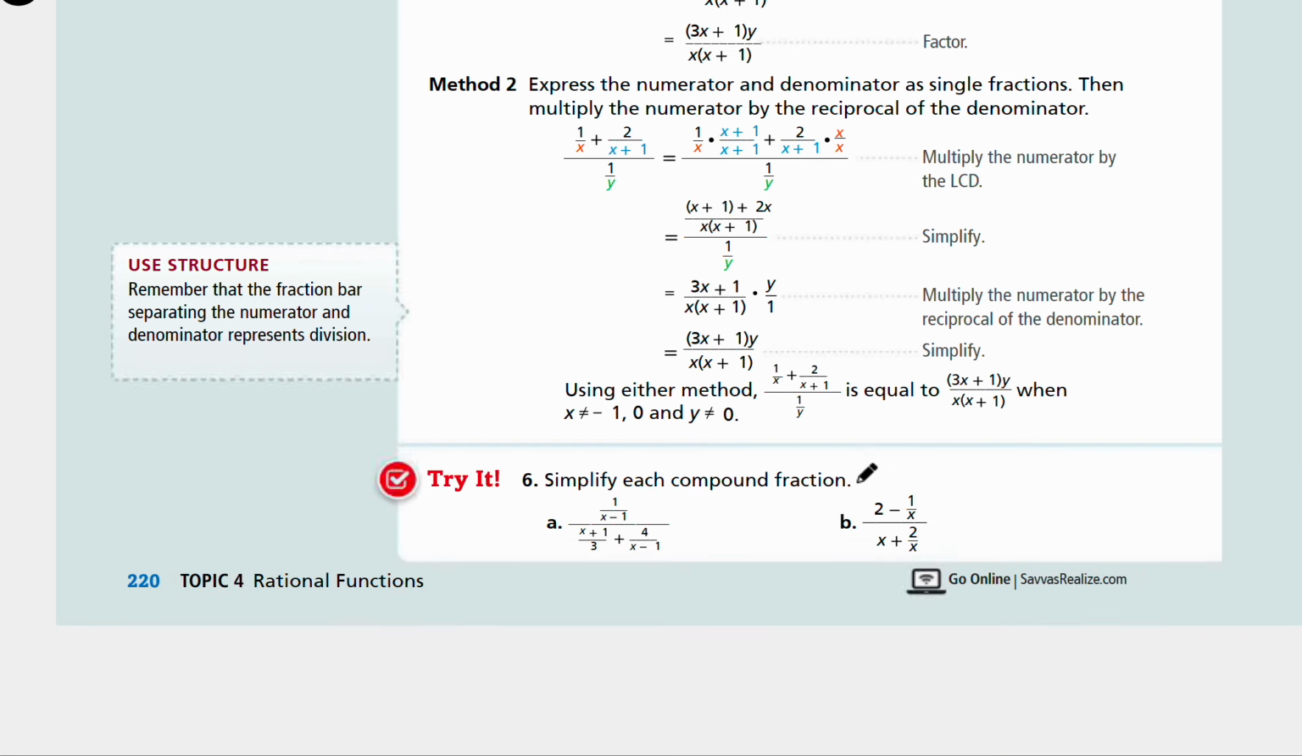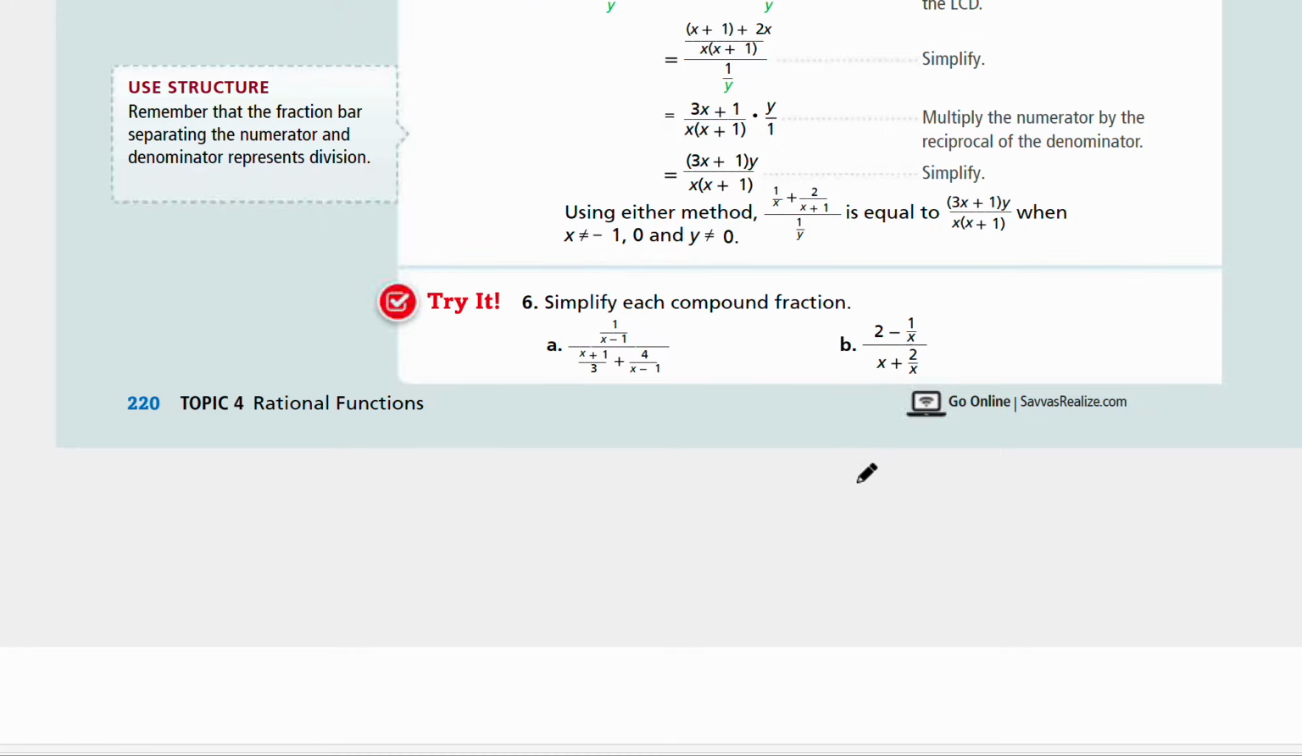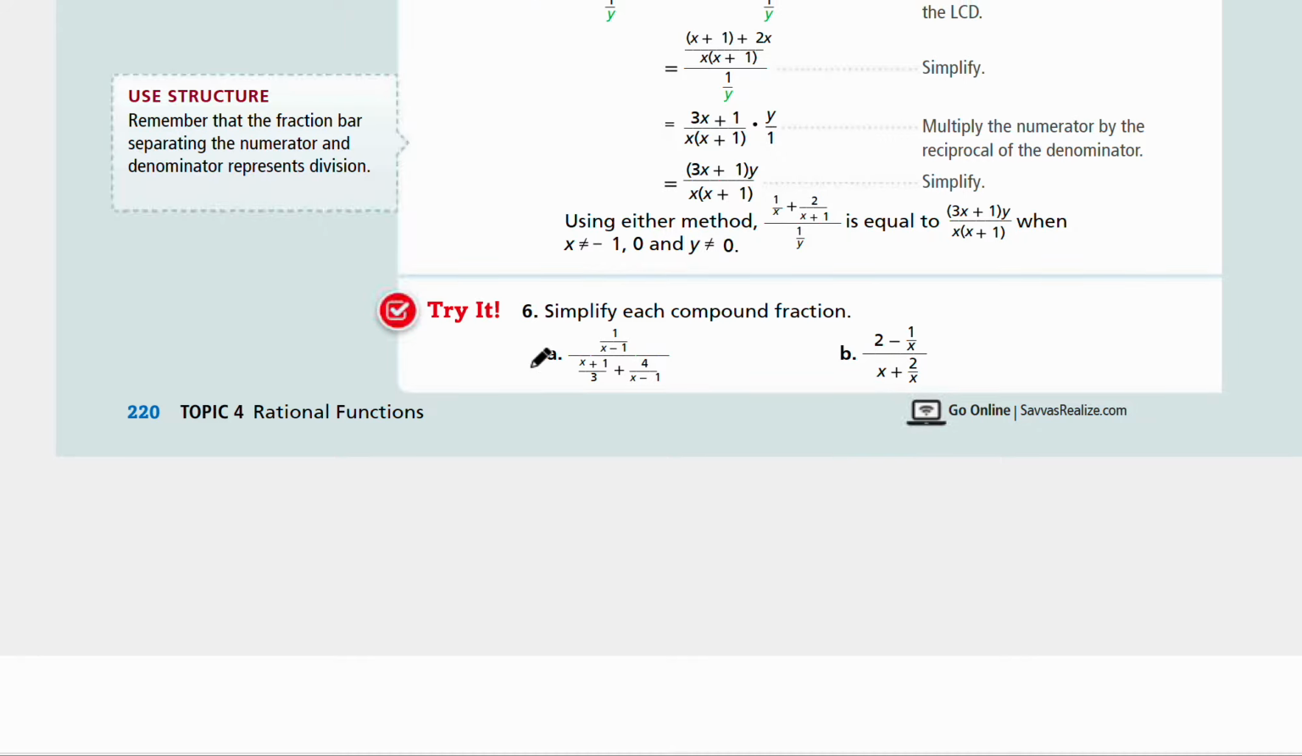Okay, so let's look at try number 6. Simplify each compound fraction for parts A and B. Pause the video, see if you can do it by yourself. Come back when you're ready for answers. Okay, are you ready? Yeah, let's look at 6a.